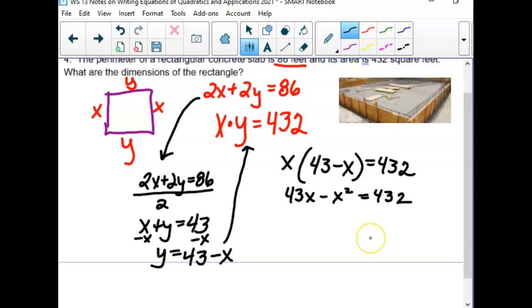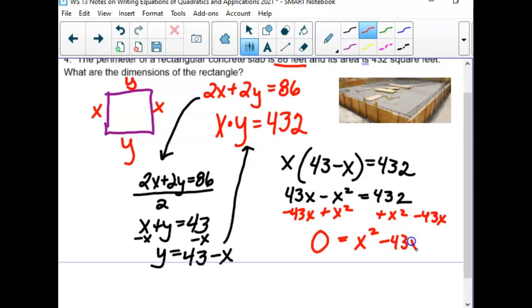But first thing for any of those, well, I guess not completing the square, it has to equal what? 0. Now, would you guys be okay if I added the x squared over here? I like my x squared to be positive, and subtract my 43x over here. So mine is going to say 0 equals x squared minus 43x plus 432. If you moved it the other way, the signs would be the opposite, and it would still work. I just like it when x squared is positive.